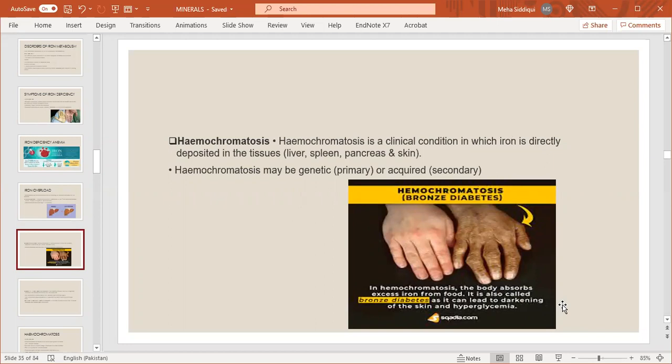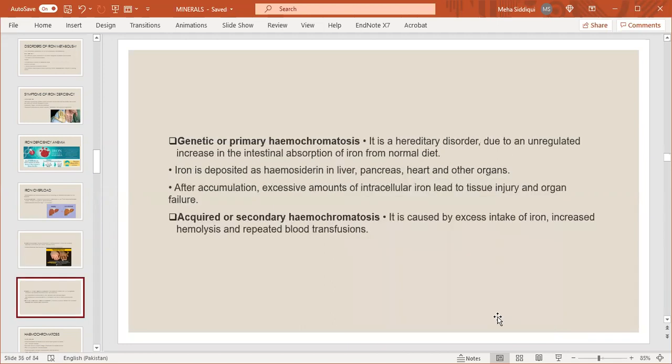Hemochromatosis. It is a clinical condition in which iron is directly deposited in the tissues: liver, spleen, pancreas, and skin. Hemochromatosis may be genetic or acquired. The other name for hemochromatosis is bronze diabetes, in which the body absorbs excess iron from food. It is also called bronze diabetes as it can lead to darkening of the skin and hyperglycemia.